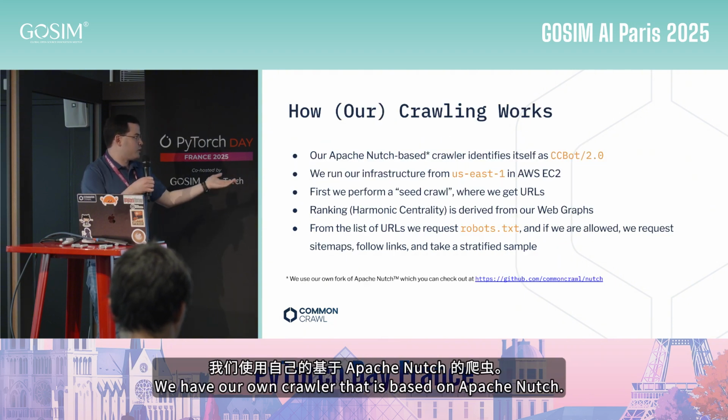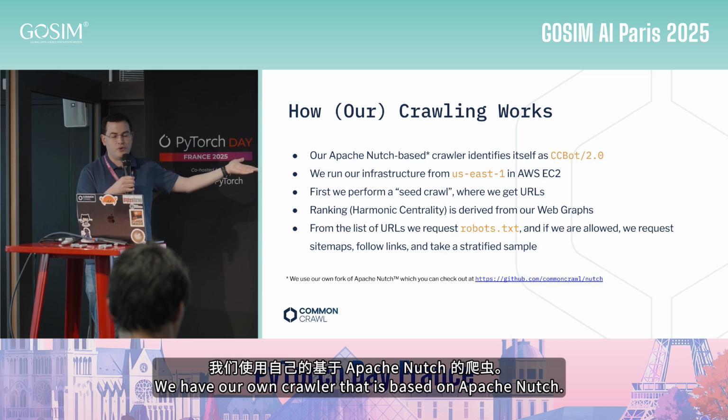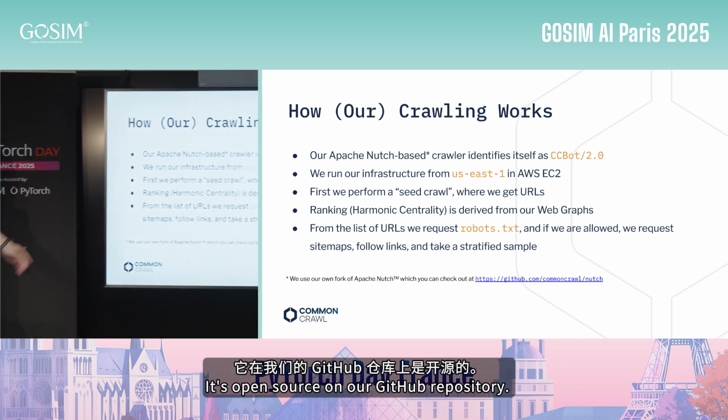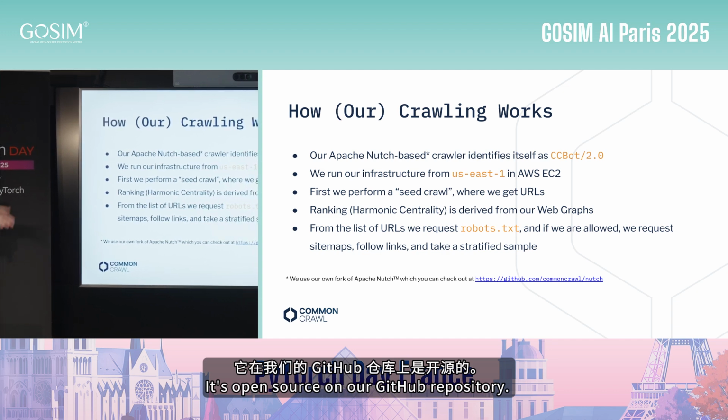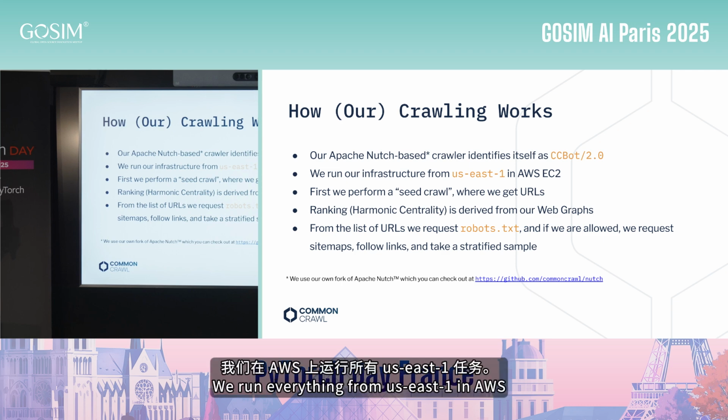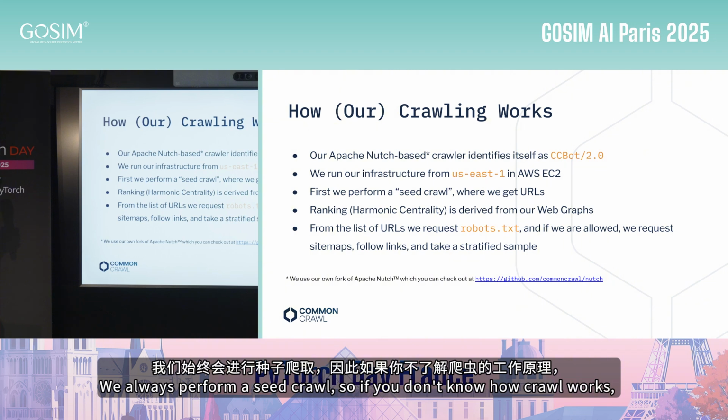So how does it work? We have our own crawler that is based on Apache Nutch. It's open source on our GitHub repository. It has the user agent CCBot, and we run everything from us-east-1 in AWS.